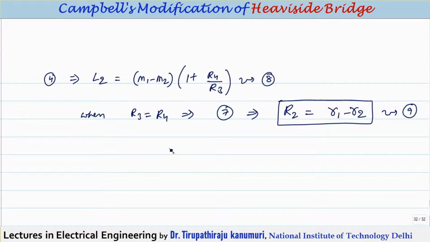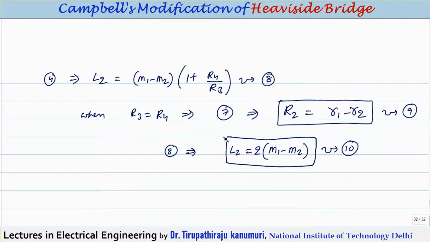Now from equation number 8, the value of L2 will be equal to M1 minus M2. If you substitute R3 equal to R4, it becomes 1 plus 1 equal to 2. So this becomes 2 times M1 minus M2. I am taking this as equation number 10. You can see the equation becomes that much easier. You have to obtain two balances. In both balanced conditions, take the values of M1 and R1 for the first balance, and for the second balance with the switch closed, and just substitute here. You will get it easily.